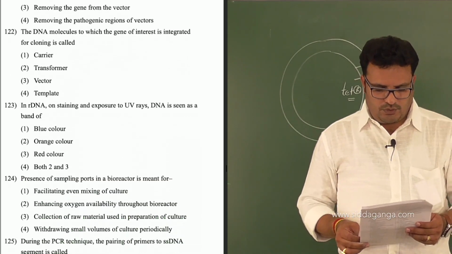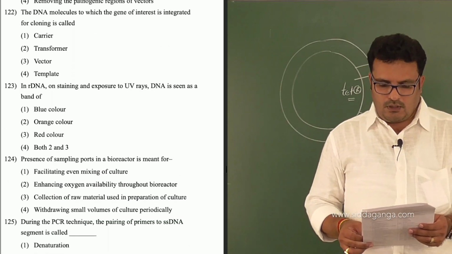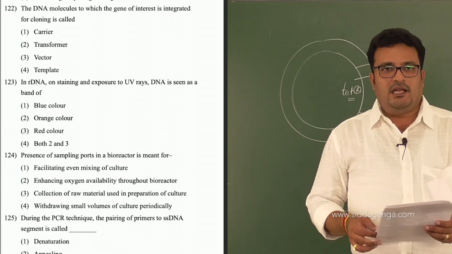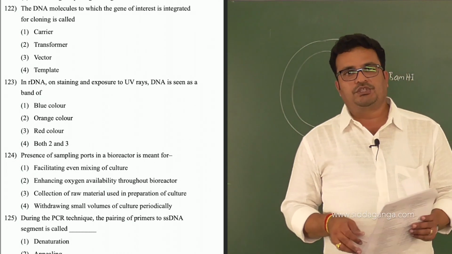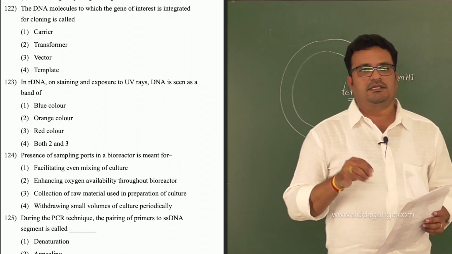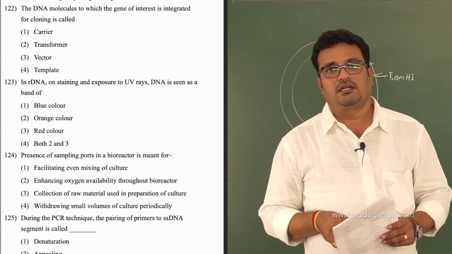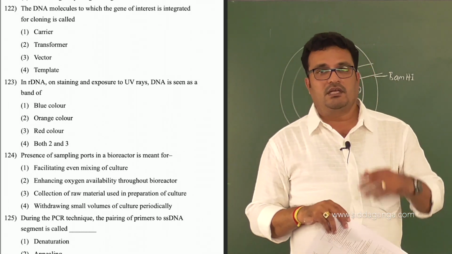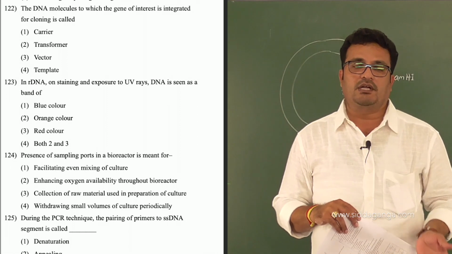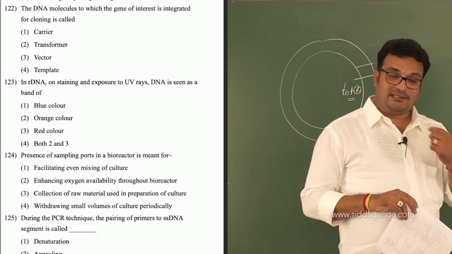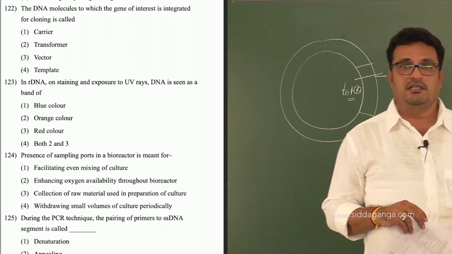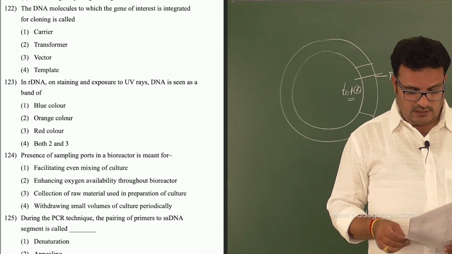Question number 122. The DNA molecules to which the gene of interest is integrated are nothing but the vector. Vectors are compulsorily required. They are the molecular vehicles. Plasmids are widely usable, widely accepted vectors in the technology. So that is the answer.